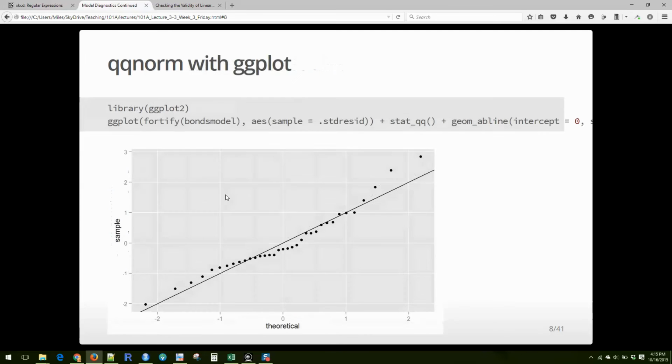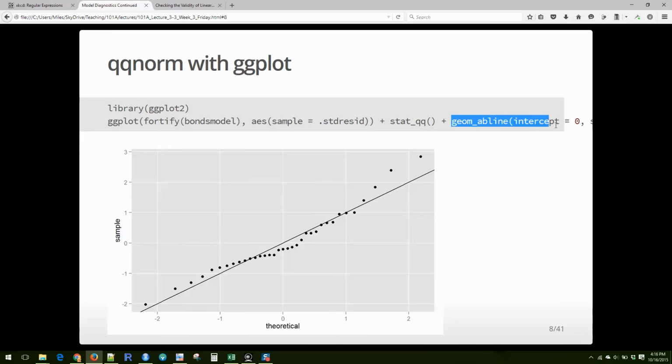You can also create it with ggplot, and to use ggplot you have to run the command fortify on your bonds model, and then type out this command, where the sample you want is standardized residuals.